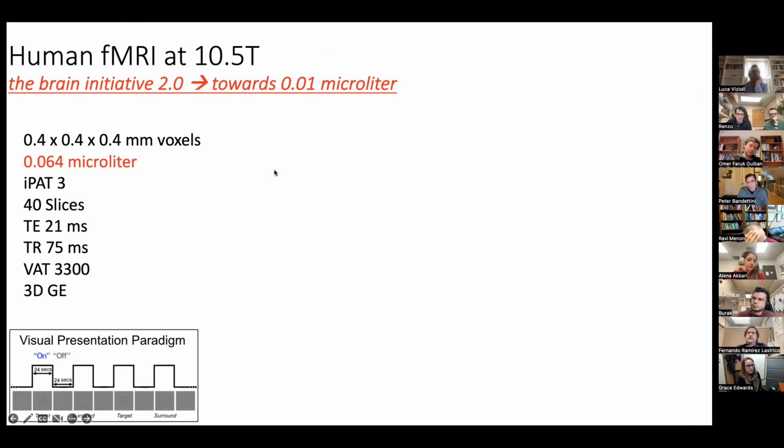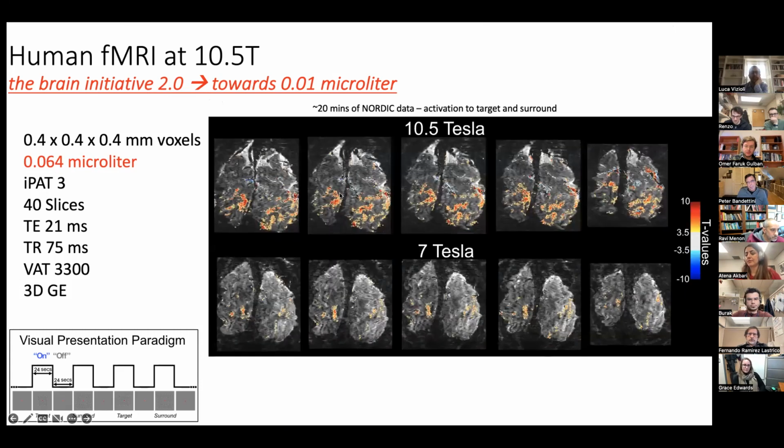But we can also use this added SNR and 3D EPI to acquire higher resolution data. And so this is an example of something that we've been able to acquire in several subjects, not routinely, but a 0.4 isotropic voxel, which equates to a voxel volume of 0.06 microliters, approaching the BRAIN Initiative 2.0 goals of approaching 0.1 microliter. And so here's an example of this 0.4 isotropic voxels at 10.5T on the top, and then everything else being as equal as possible, obviously at 7 Tesla.